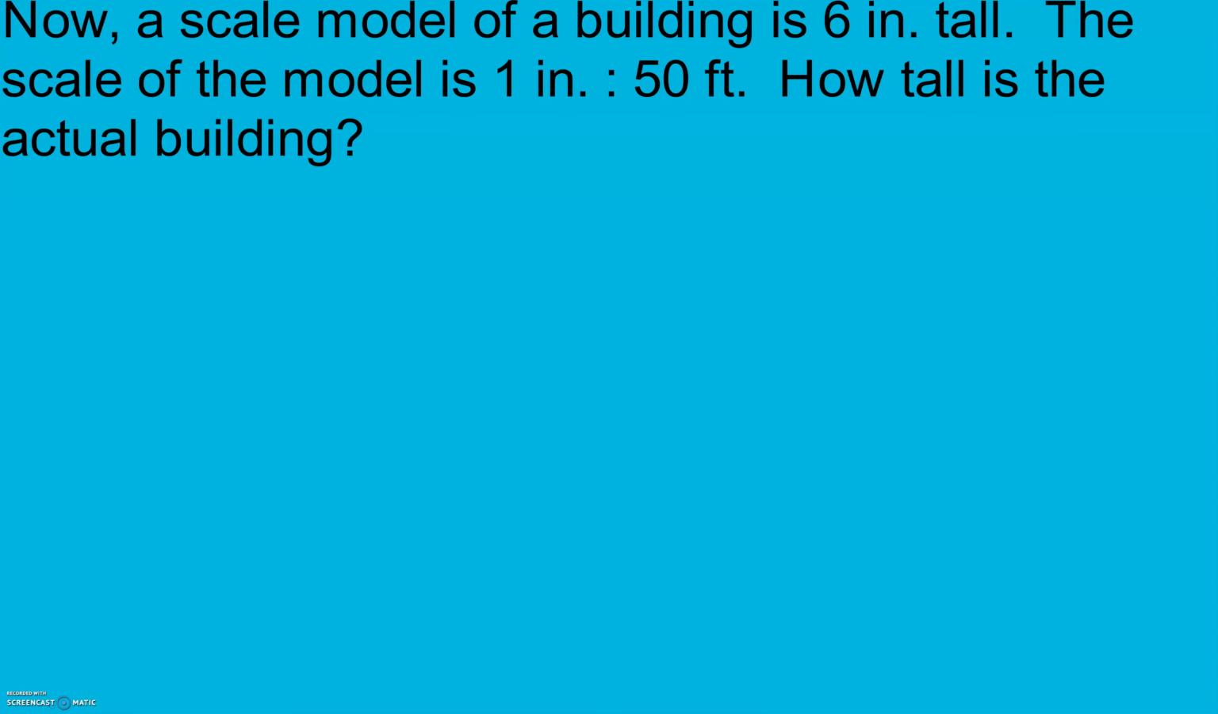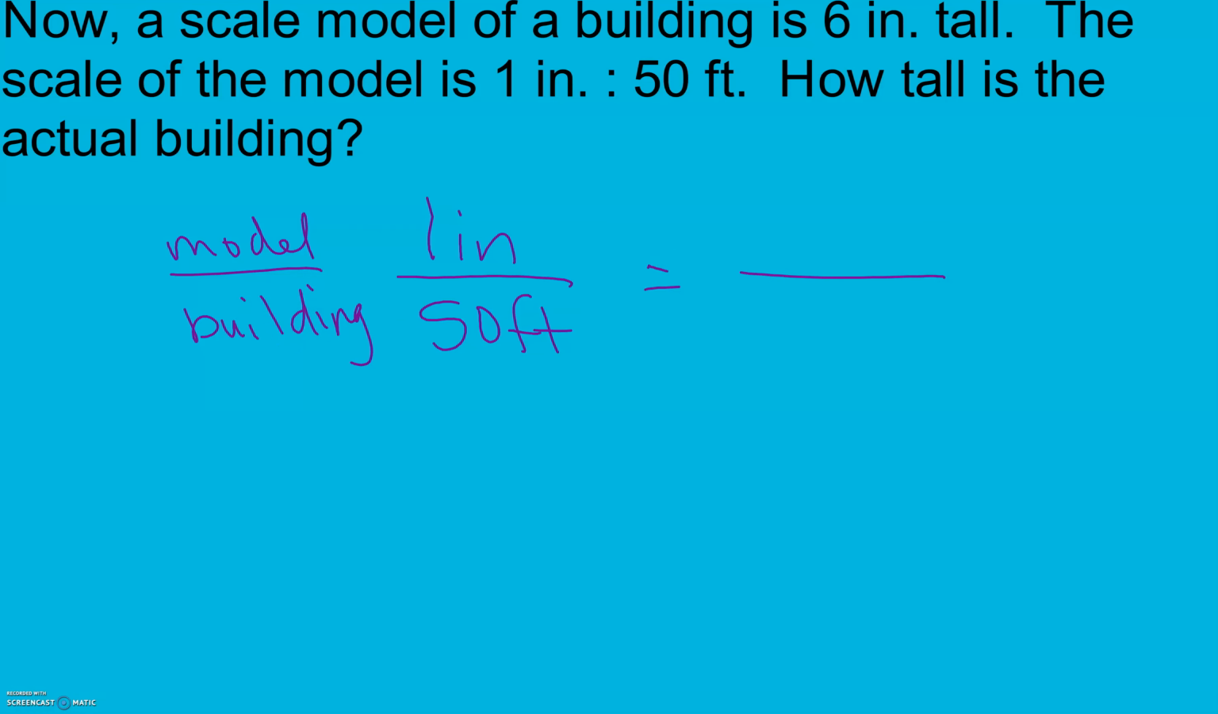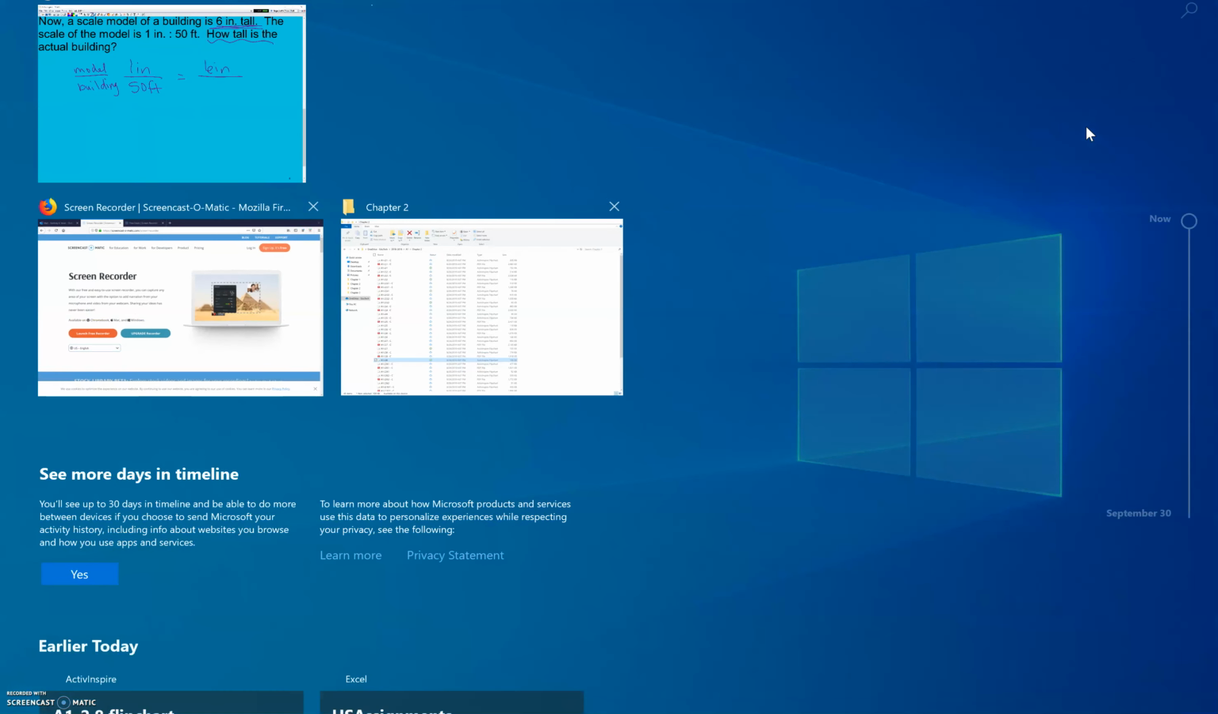A scale model of a building is 6 inches tall. The scale of the model is 1 inch to 50 feet. How tall is the actual building? So here, my scale is 1 inch to 50 feet. So I'm comparing my model to my building. My model is 6 inches tall. We want to know how tall is the actual building.